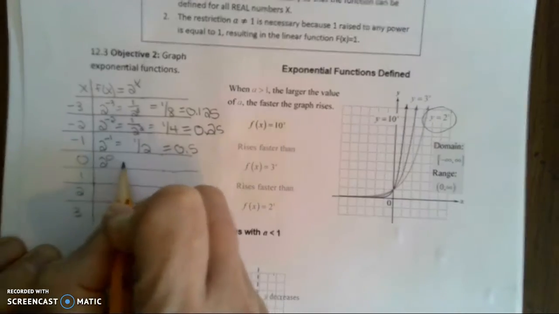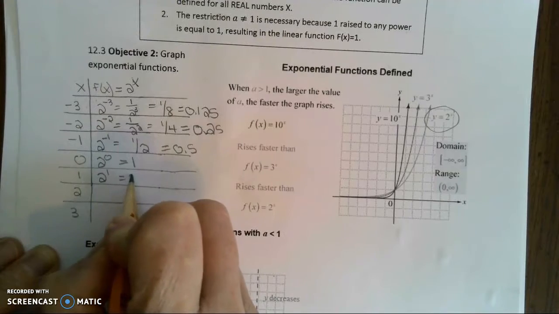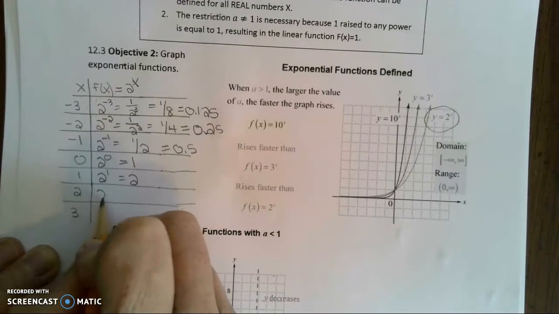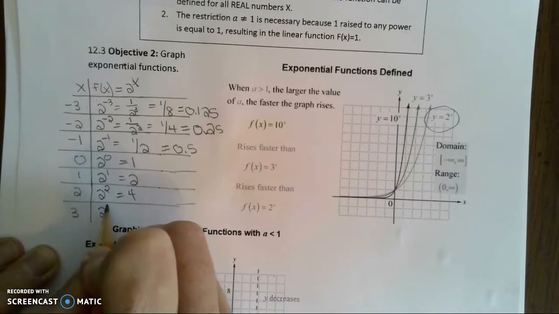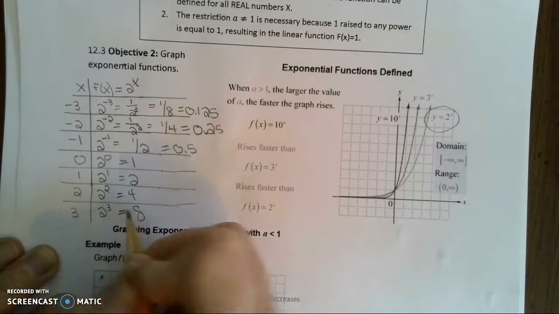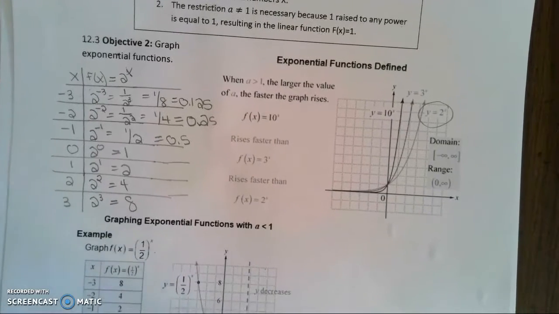2 to the 0 is equal to 1. 2 to the 1 is just equal to 2. 2 squared is equal to 4. And then 2 cubed is equal to 8. Again, feel free to pause this anytime you need to. And now I'm going to go ahead and show you the points on here.